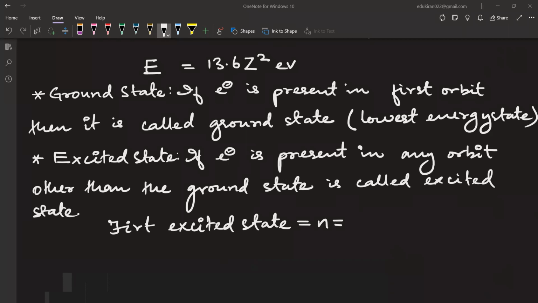आयशा कुछ भी बोलते जा रहे हैं, सारा बस मतलब वर्ड्स का कलेक्शन है इनके पास, बोलते जा रहे हैं। ये होगा ये होगा। ध्यान से सुनिए, व्हाट इज एक्साइटेड स्टेट आयशा एंड अरम? If electron is present in any orbit other than what? Ground state. What is ground state? First order. Lowest energy state.